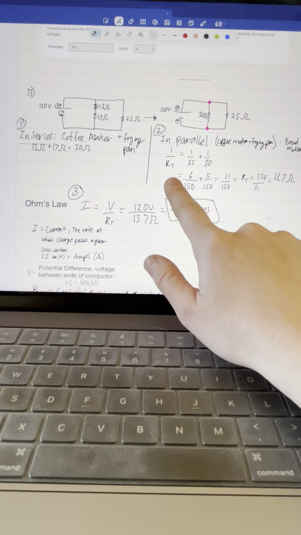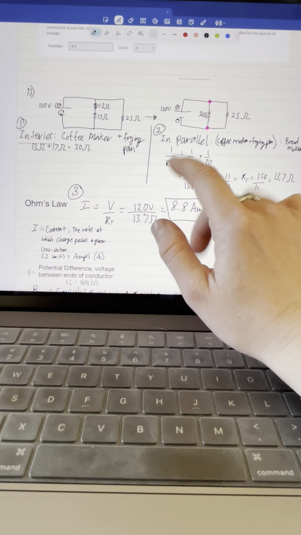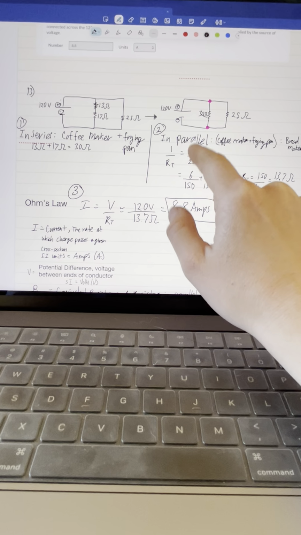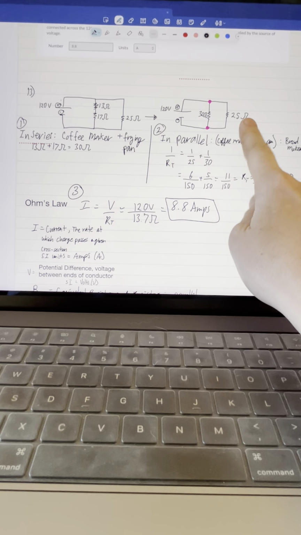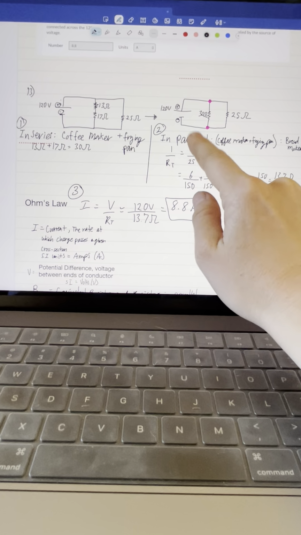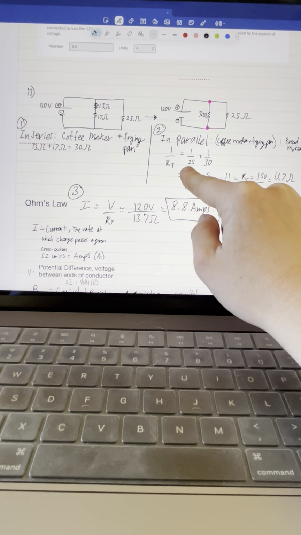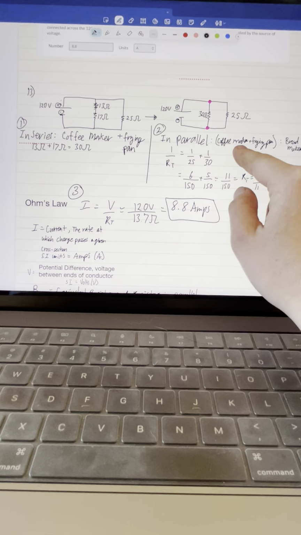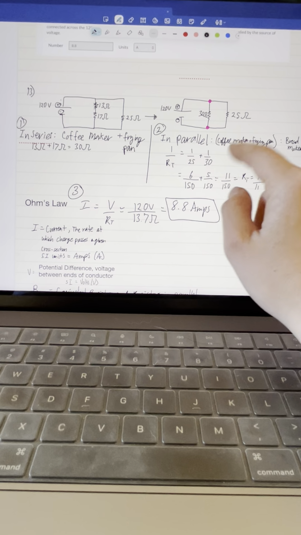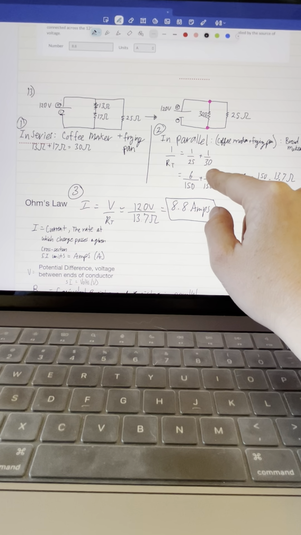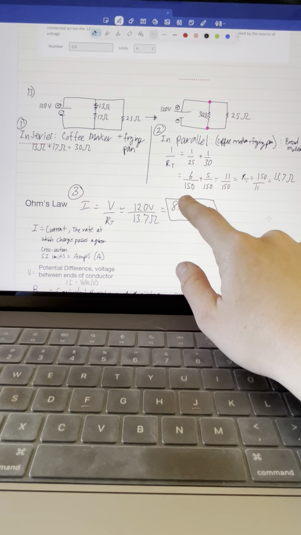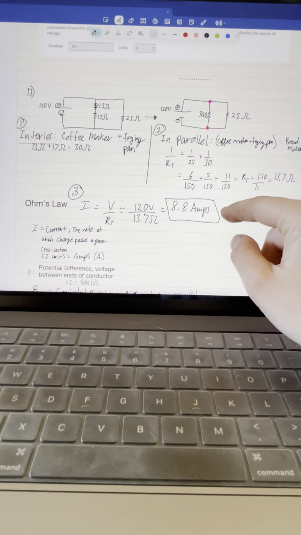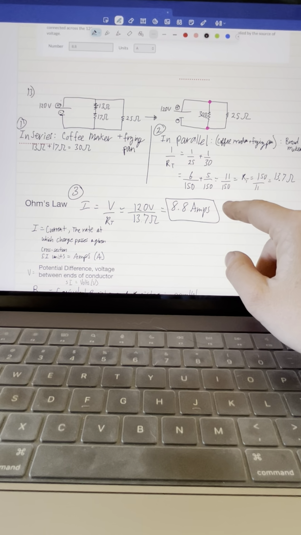So I did 1 over RT, which is basically taking both of these resistances and putting them into fractions. My bread maker is 25 ohms, so I did 1 over 25, with the 25 in the denominator. Then I did my 30, the sum of my coffee maker and frying pan, so that's 1 over 30. Then I found a common denominator, just to make it simpler to explain rather than using a calculator.